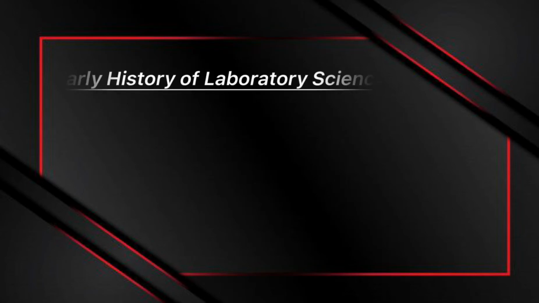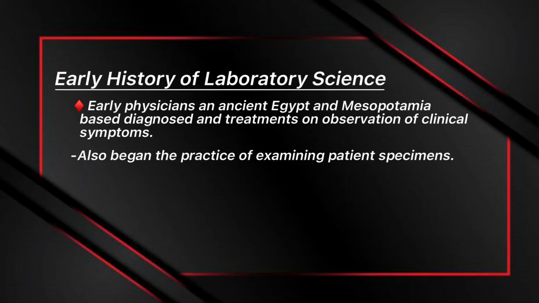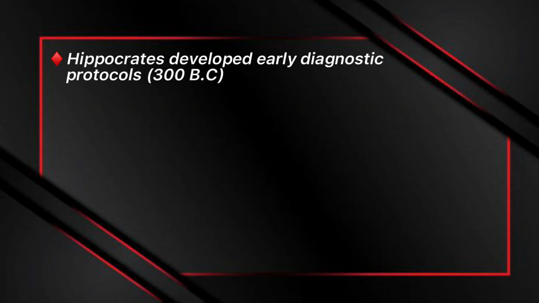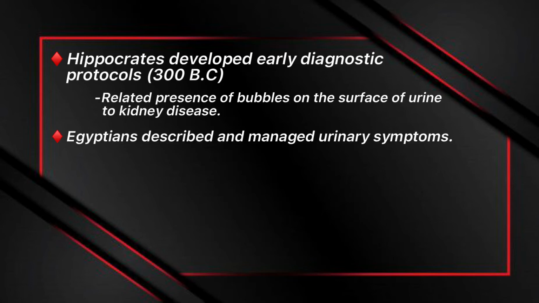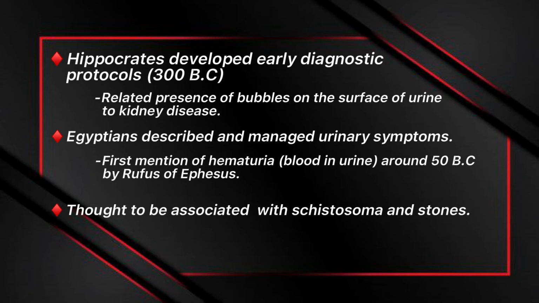Next, we have the early history of laboratory science. Early physicians in ancient Egypt and Mesopotamia based diagnoses and treatments on observation of clinical symptoms. They also began the practice of examining patient specimens. Oldest known test on body fluids was done on urine. Hippocrates developed early diagnostic protocols, relating the presence of bubbles on the surface of the urine to kidney disease. Egyptians described and managed urinary symptoms. First mention of hematuria, blood in urine, around 50 BC by Rufus of Ephesus, thought to be associated with schistosoma and stones. And the early history continued.